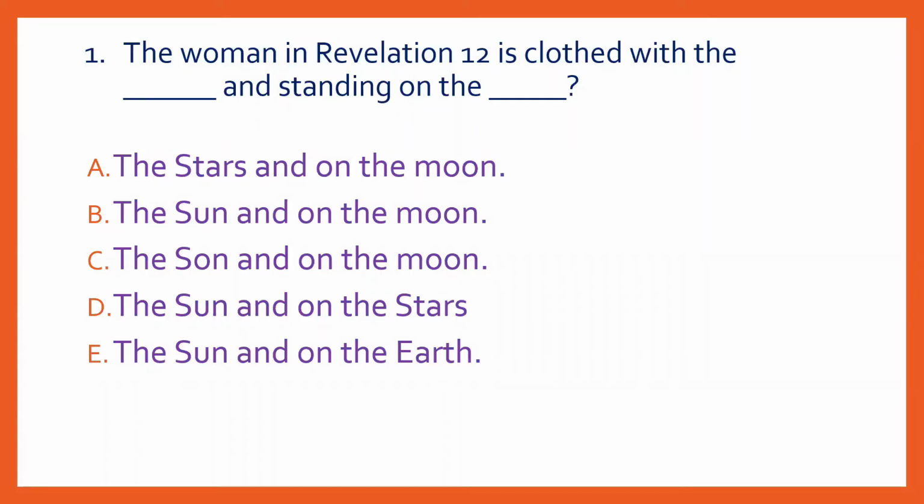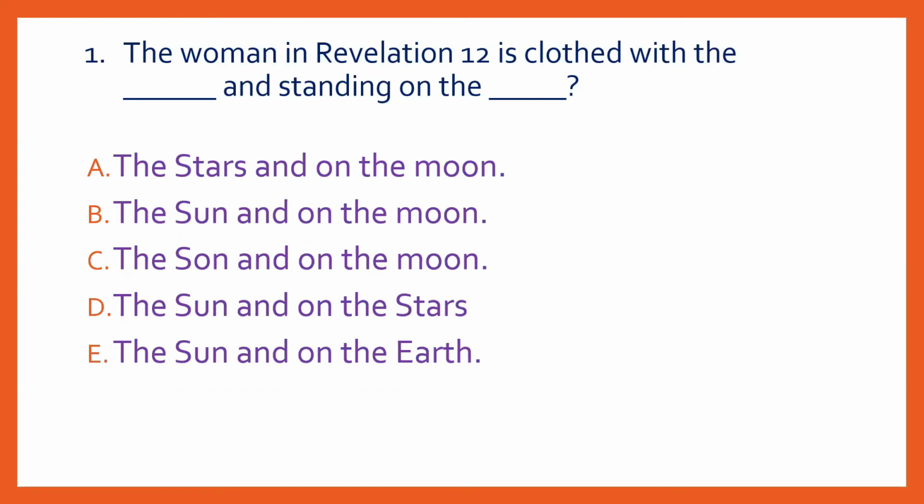The woman in Revelation 12, remember we discovered a woman in Revelation 12. She's clothed with something and she's standing on something. Is she clothed with the stars and standing on the moon? Is she clothed with the sun and standing on the moon? Is she clothed with the S-O-N and standing on the moon? Is she clothed with the sun and standing on the stars? Is she clothed with the sun and standing upon the earth?